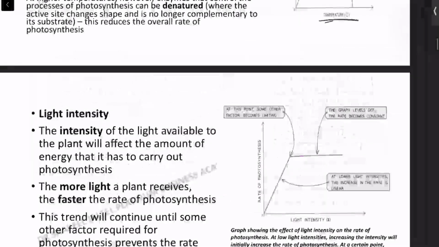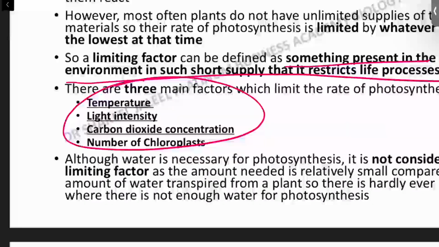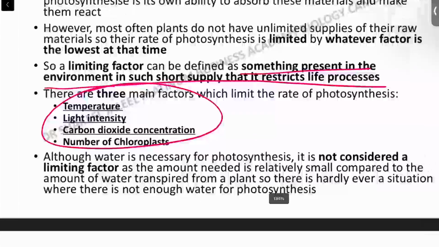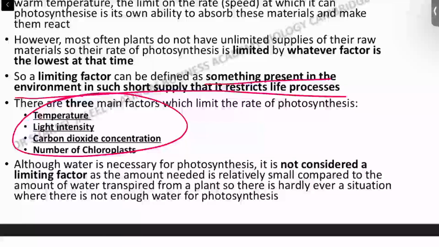Temperature, light intensity, carbon dioxide concentrations. I have also mentioned that, depending on the situation, water can be considered a limiting factor. Sometimes it's not considered. The reason why water is not really considered a limiting factor is because if the plant absorbs 1 liter of water from the soil every day, out of this 1 liter, 900 ml is lost as transpiration. So water usually is available in excess to the plant, to the point where the plant is losing more water than it actually uses for photosynthesis.